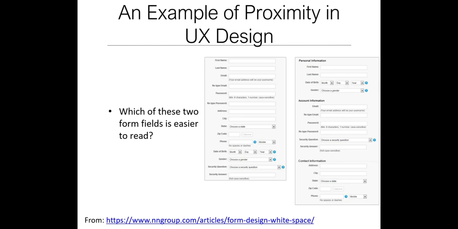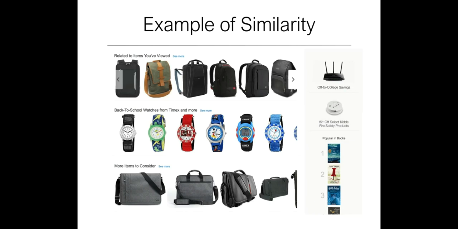It's in fact going to be easier to use for most people coming to that site. Here's an example of similarity, and in this case we're looking at similar objects, but similarity extends to things like shape, color, size, and say the arrangement of like types of things.